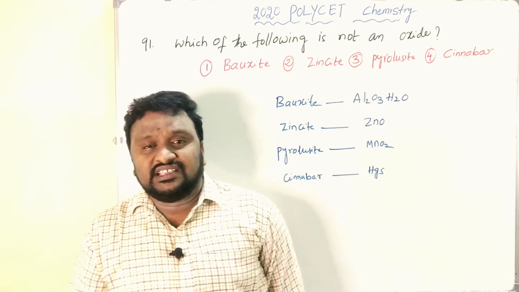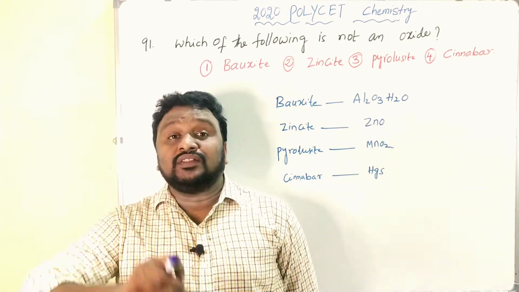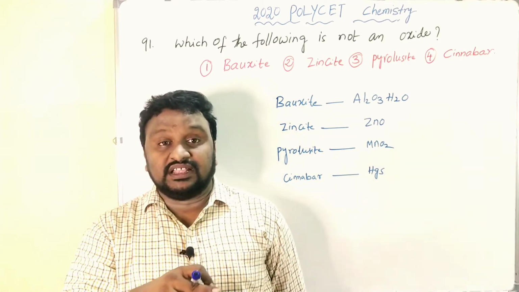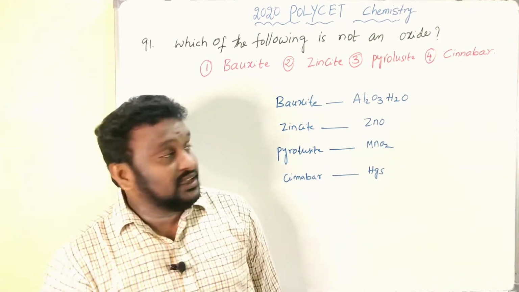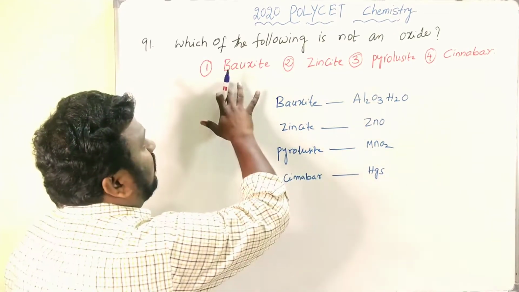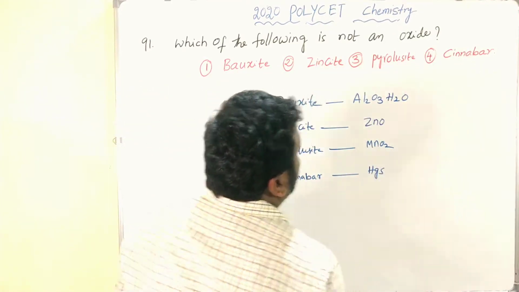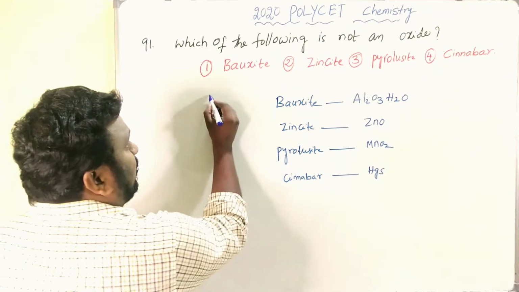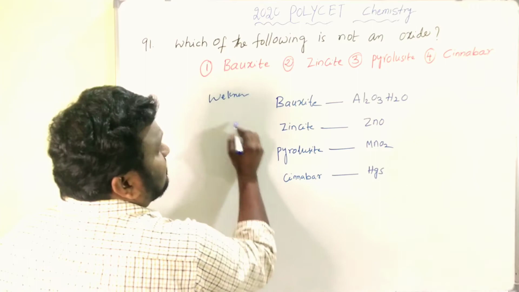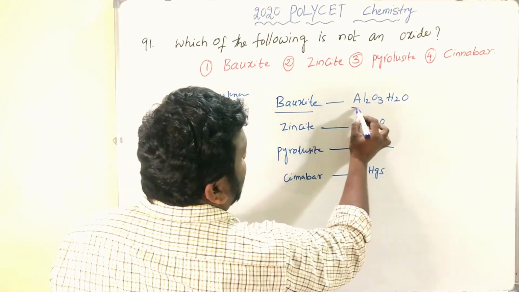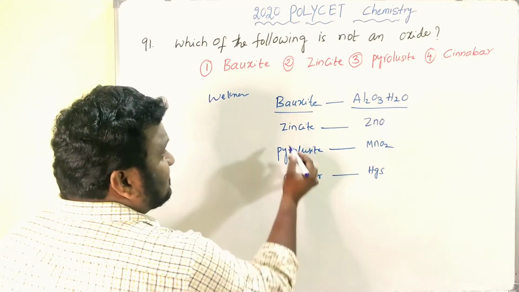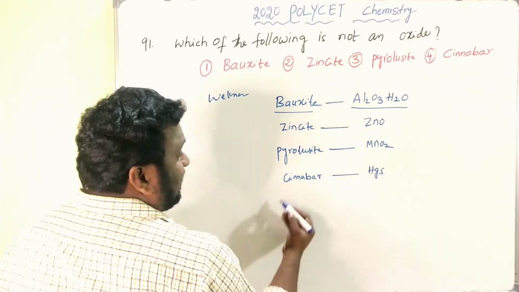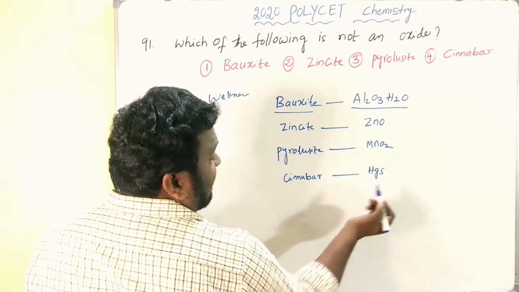So what is an oxide here? In the molecular formula there must be oxygen. The compound must have oxygen as an element. If you know the chemical formulas of all these, you will automatically get the answer. Bauxite's formula is Al2O3·2H2O, zincite is ZnO, pyrolusite is MnO2, and cinnabar is HgS.